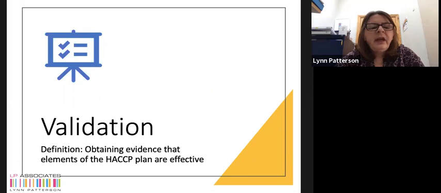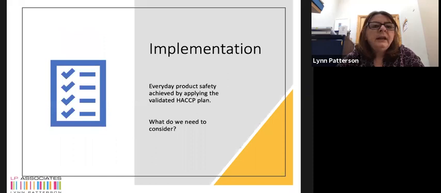So obtaining evidence that elements of the HACCP plan are effective. Have all the significant hazards been identified? Who was involved in the process? How did they do it? Have they identified all the hazards? Is there any hazards missing? Are the controls suitable, and are they going to control the hazards we've identified? How did they identify the CCPs? Was the decision tree used, and was it used correctly? Are the critical limits the point between safe and potentially unsafe product? Will the monitoring be able to detect loss of control? For example.